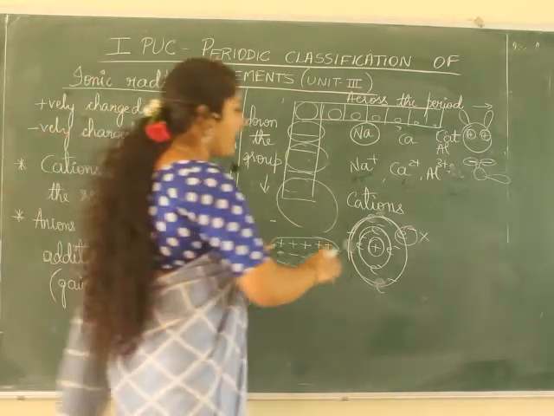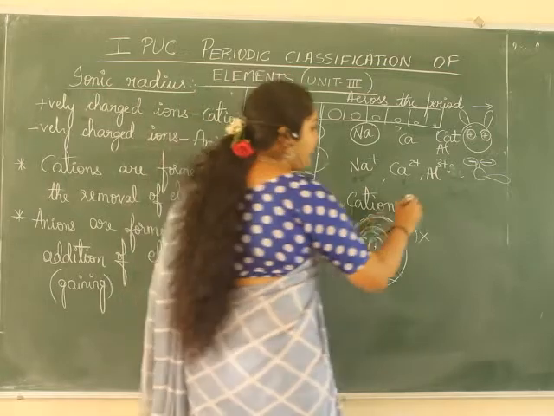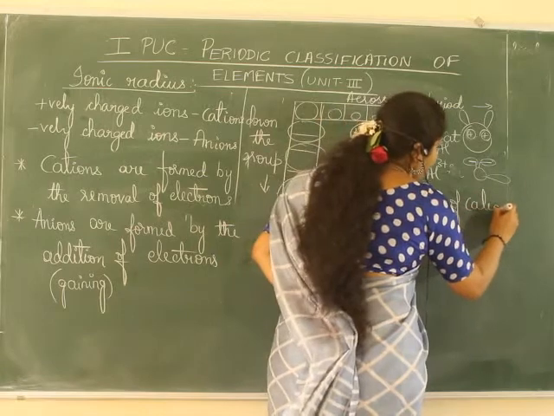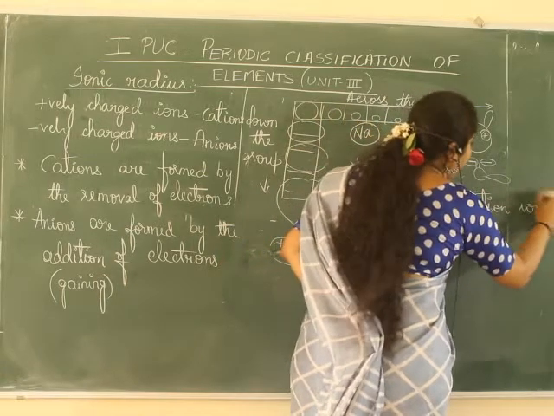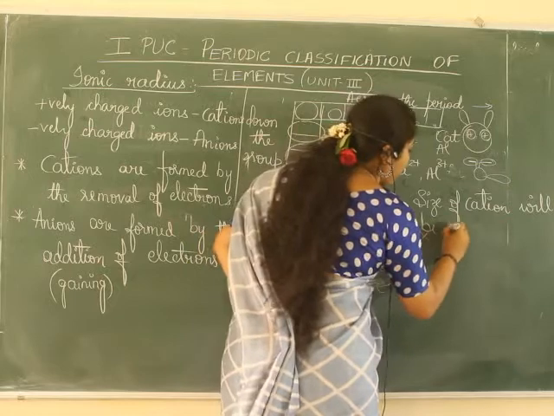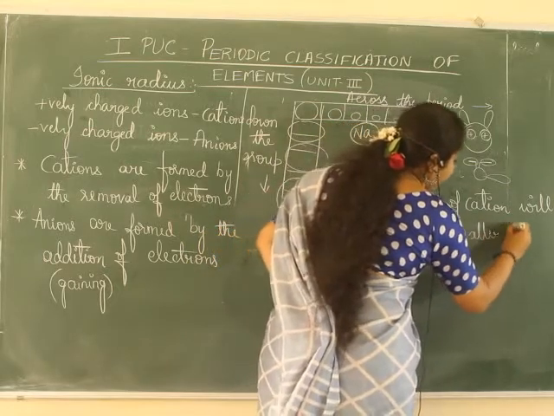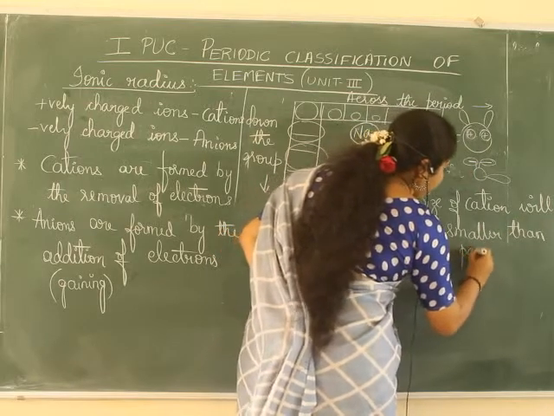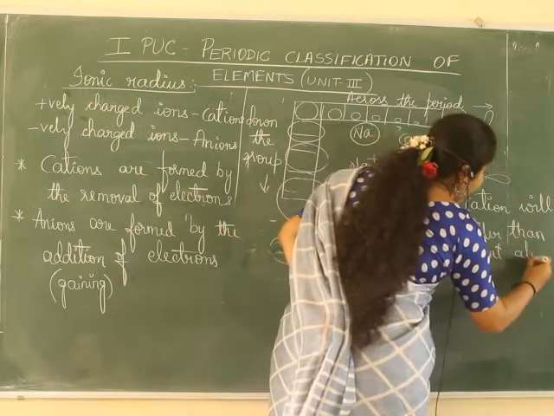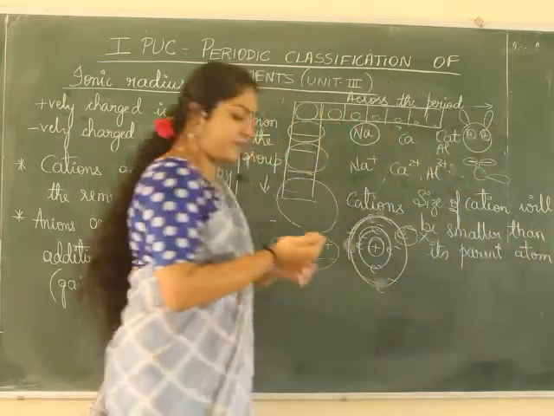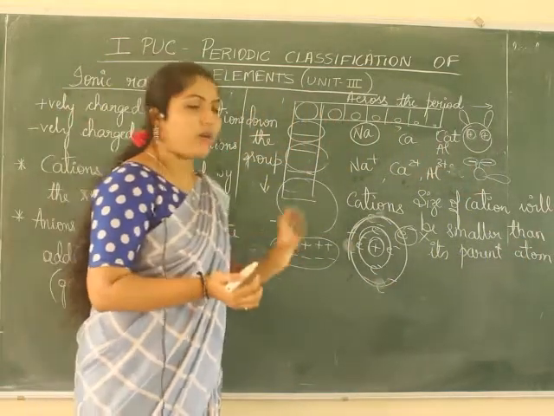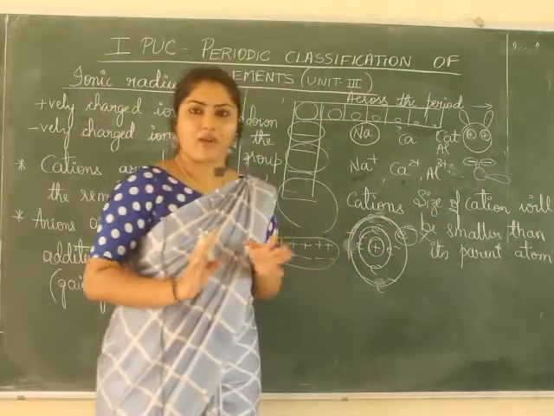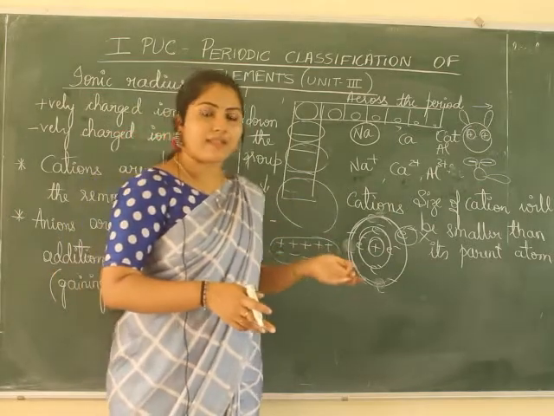No confusion. Therefore, you will make a point that the size of a cation will always be smaller than its parent atom. Size of the cation will always be smaller than its parent atom. Same way, now this was about cations. Now let us consider anions.